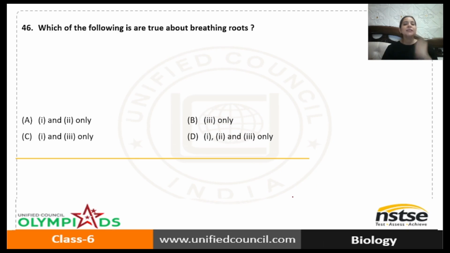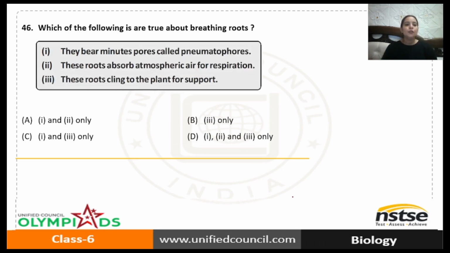Which of the following are true about breathing roots? They bear minute pores called pneumatophores. These roots absorb atmospheric air for respiration. These roots cling to the plant for support. So we need to tell which out of them is correct. Now let me tell you, when we are talking about breathing roots, as the name suggests, they will obviously be absorbing air, and it is helping the plant to respire.